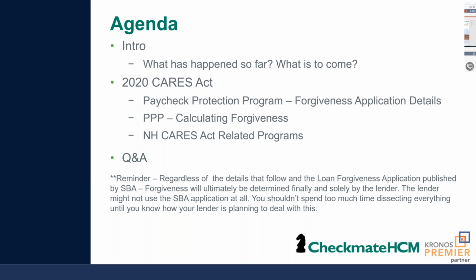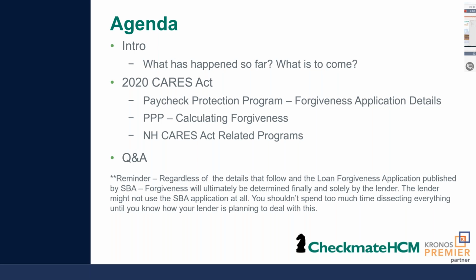So before I do that, though, as you can see on the screen here, I do need to give us a caveat, which is that regardless of the details that I'm about to present on, and the loan forgiveness application published by the SBA, forgiveness will ultimately be determined finally and solely by your lender. The lender might not use the SBA application at all. I've heard rumor that there are some banks out there that have decided they're just going to toss that in the trash and use their own process, their own method for collecting data.